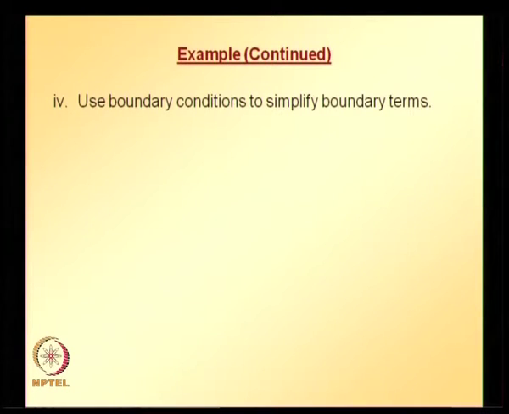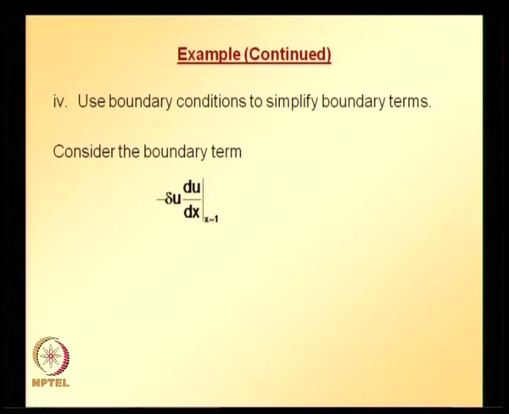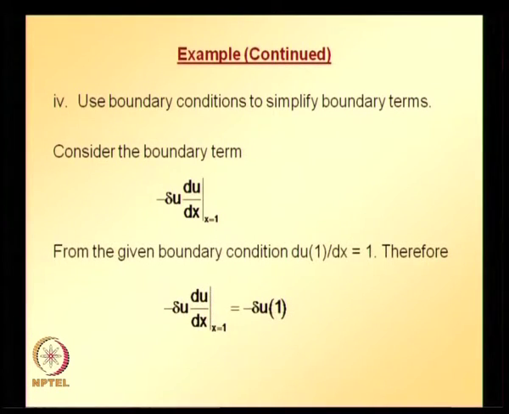And to cancel the first two terms, we use boundary conditions. If you see the first term, this is the term that you have, and the natural boundary condition is already given at this point, that is x is equal to 1. So, substitute the derivative of u with respect to x evaluated at x is equal to 1, as given in the natural boundary condition, which is equal to 1. So, the first term can be simplified, when you make the substitution, to the variation of u evaluated at x is equal to 1.